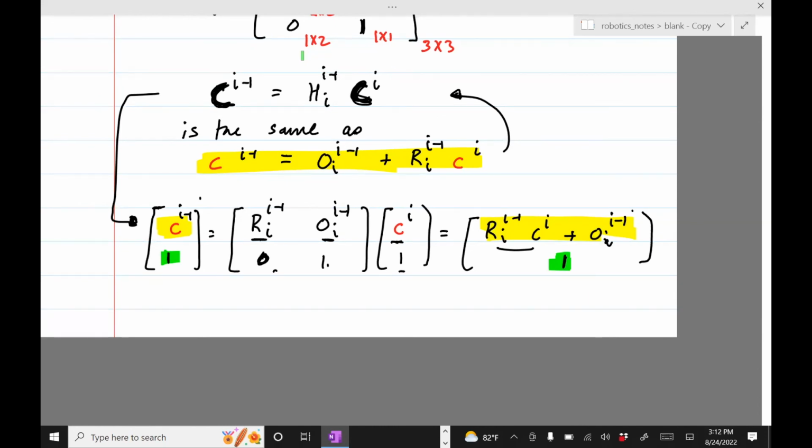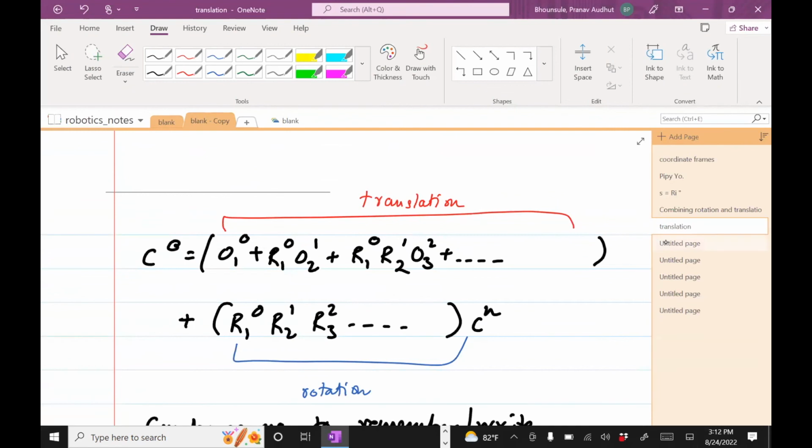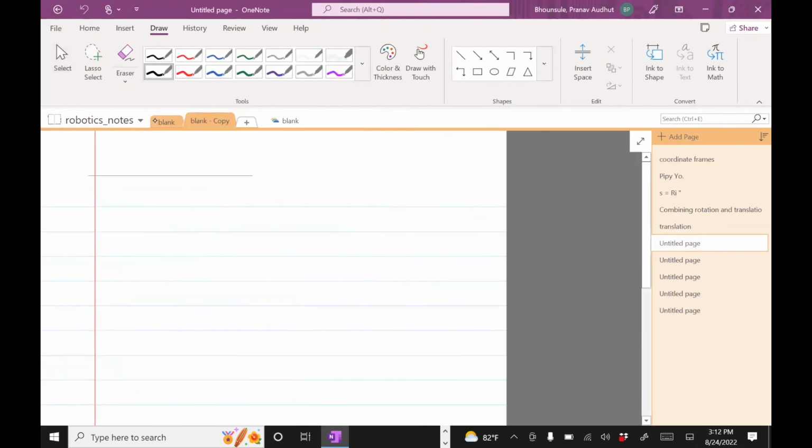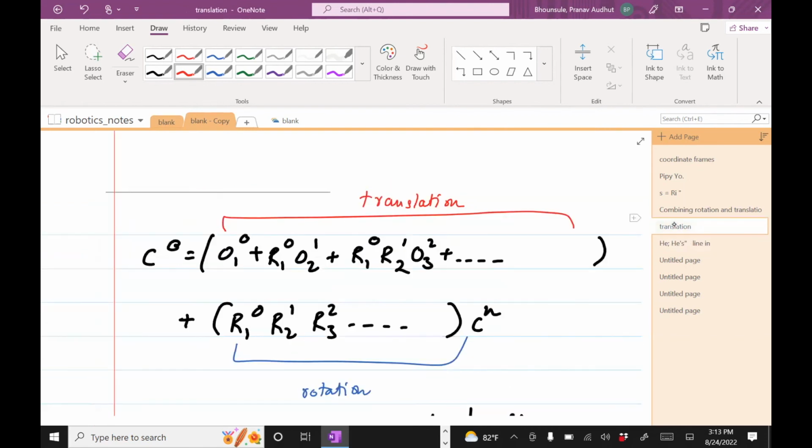So once you write it this way, now you have one matrix. And if you want to write a complicated expression like this, it turns out that you can write it very efficiently in one line as follows. You'll say the boldface C0 is H_1^0, H_2^1, H_3^2, and so on, H_n^{n-1}, C_n. So that basically is the expression which I wrote down.